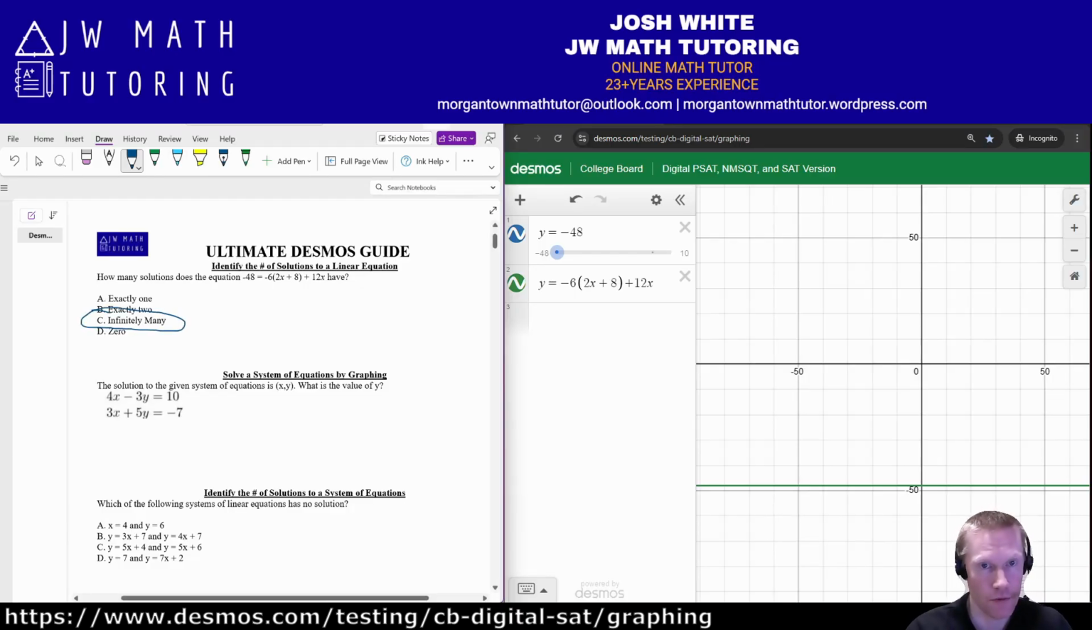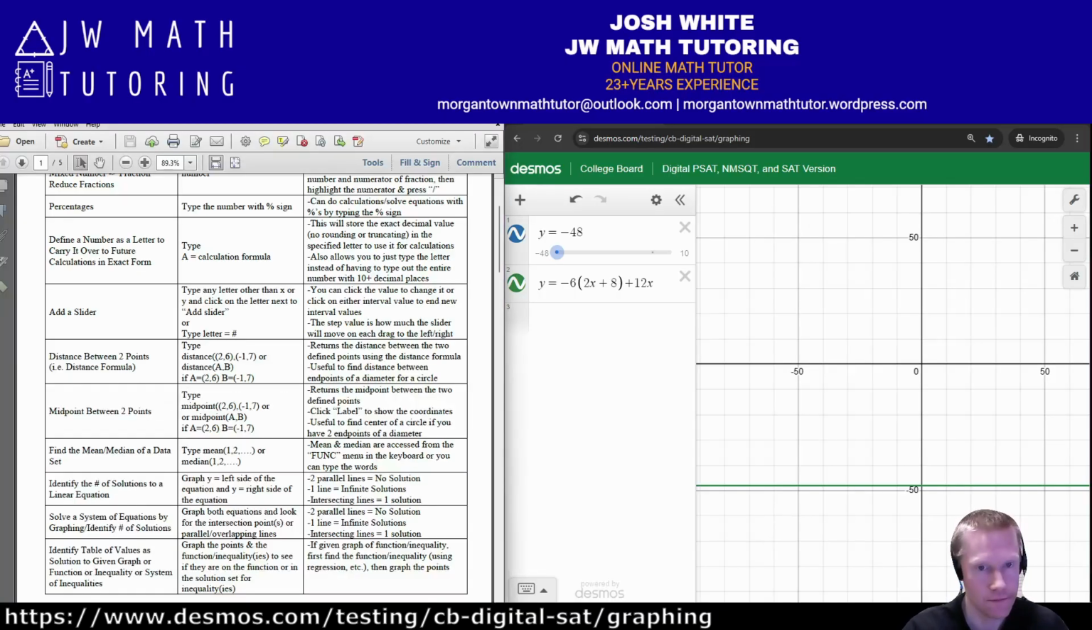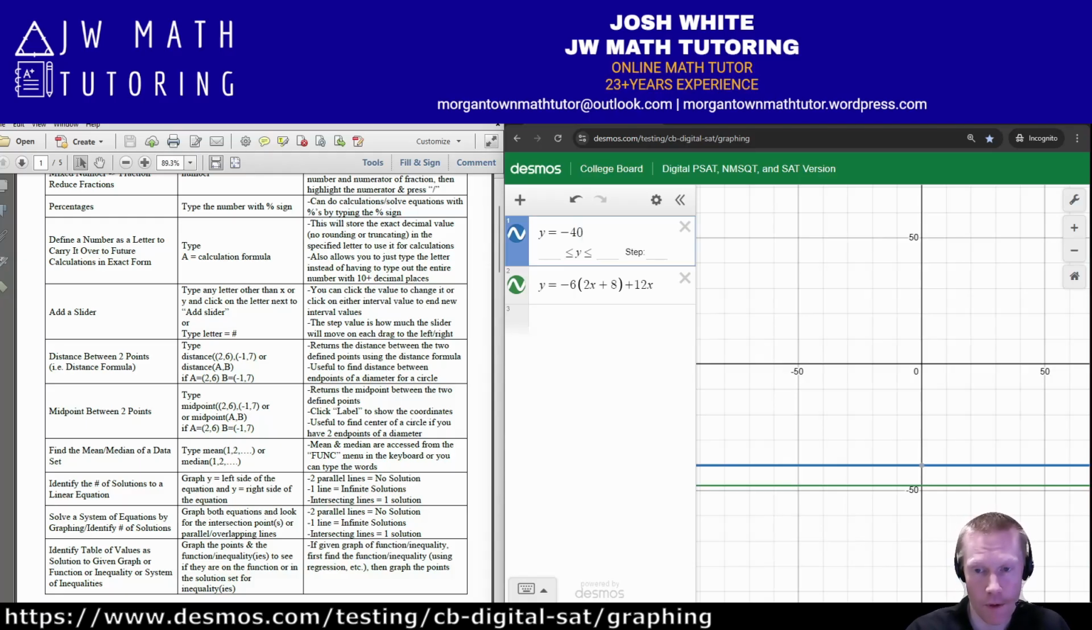Now, just to show you briefly how it would be no solution versus one solution, if I changed the left side number and I made it this, notice now we have two parallel lines. They're both horizontal, but I can show you some examples also with them not being horizontal. The same thing will happen.